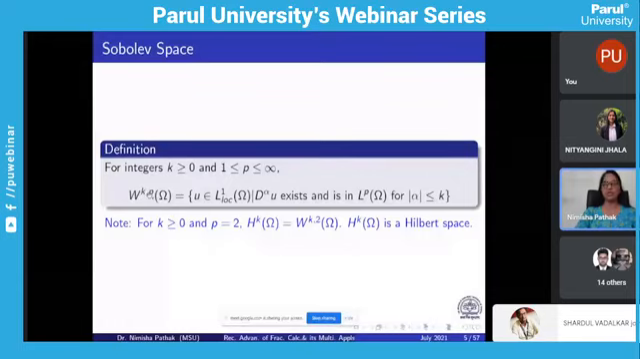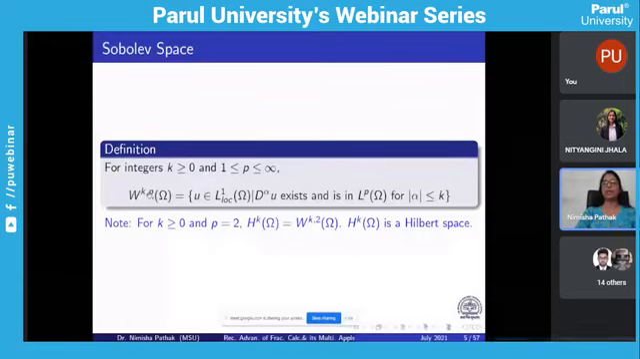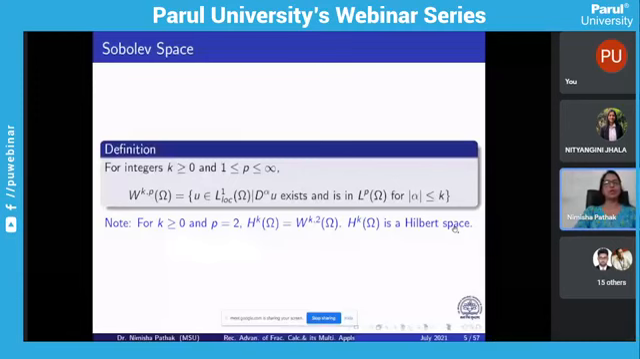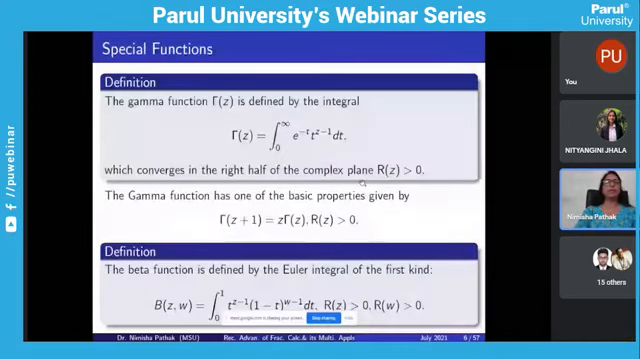So for integers k greater than or equal to 0 and 1 less than or equal to p less than or equal to infinity, W^{k,p} of omega is given by this, in which u is a locally integrable function in L1 loc of omega, where omega is an open subset of R^n, and the derivative D^alpha of u exists and is in L^p of omega. So you notice that it is a bigger space, the Sobolev space. There is a note that for the particular case k greater than or equal to 2 and p equal to 2, H^k of omega is nothing but W^{k,2} of omega, and H^k of omega is called the Hilbert space. This is a very well known space and mathematicians love to work in this space. The preliminaries of fractional calculus start with special functions. This is the very well known gamma function, given by the integral from 0 to infinity of e raised to minus t times t raised to z minus 1 dt. This is the reduction formula, which is also very well known. And this is the definition of the beta function.